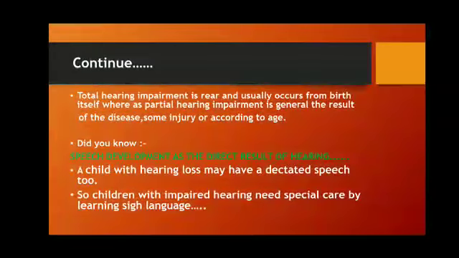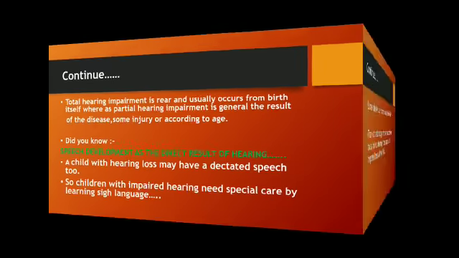Now we will discuss that total hearing impairment is rare and usually occurs from birth itself, whereas partial hearing impairment is generally the result of disease, some injury or age. Did you know speech development is a direct result of hearing? A child with hearing loss may have delayed speech too. So, children with impaired hearing need special care, such as learning sign language.